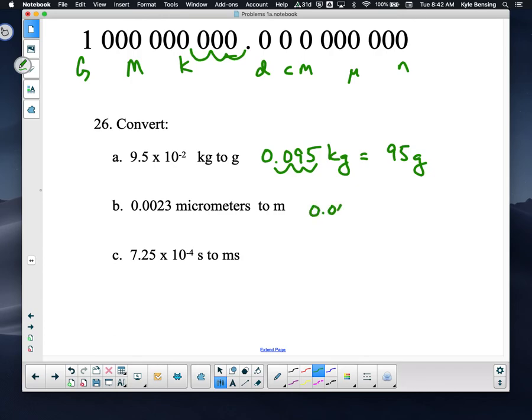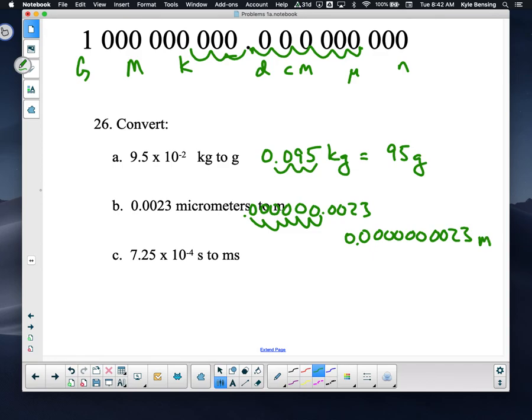Micrometers to meters. So micro is here, meters is 1, 2, 3, 4, 5, 6 places to the left. That means I'm going 1, 2, 3, 4, 5, 6 places to the left, like that. That ends up being my answer. Meters, like that.